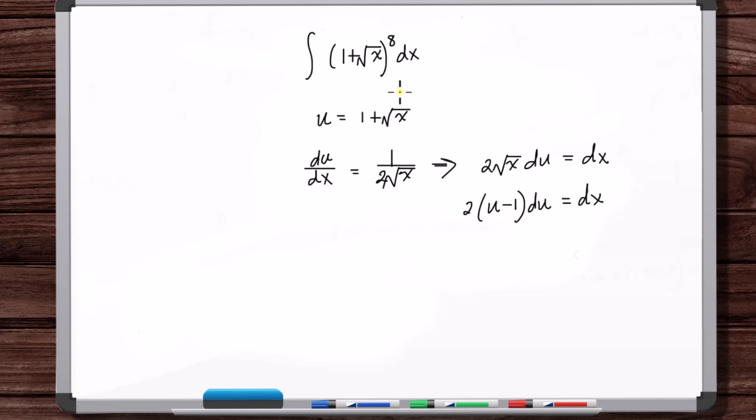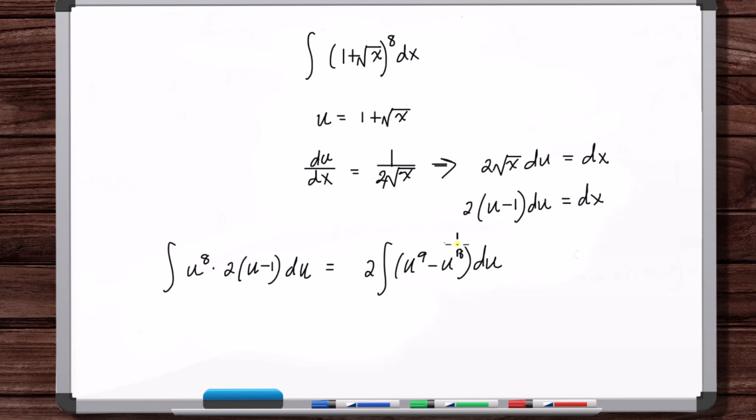And we want to solve for dx because outside of the 1 plus root x, all we have left is dx. Okay, so now let's make the substitution. We've got u to the 8th times dx. And there we go. u to the 9th minus u to the 8th du, and we can integrate that.